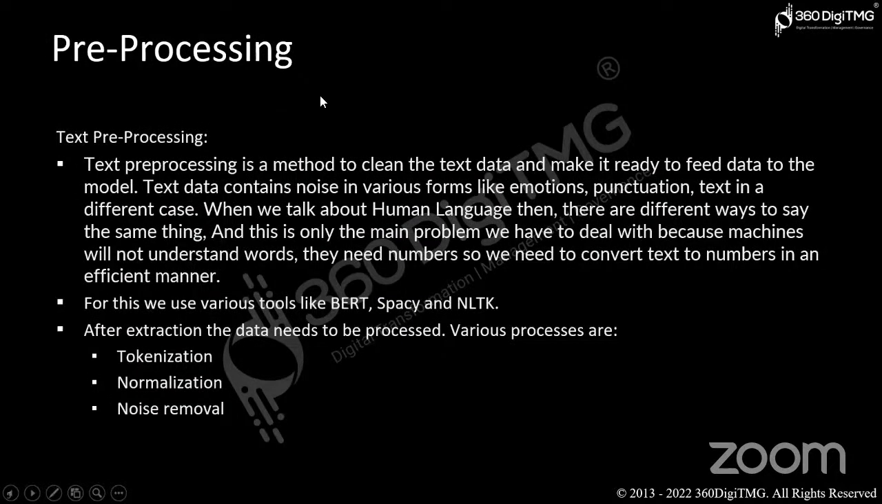Another thing that comes up in our EDA is pre-processing. And in pre-processing, we have text pre-processing. Text pre-processing is a method to clean the textual data and make it ready to feed to the model. Text data contains noise in various forms, like emoticons, punctuations, and text.